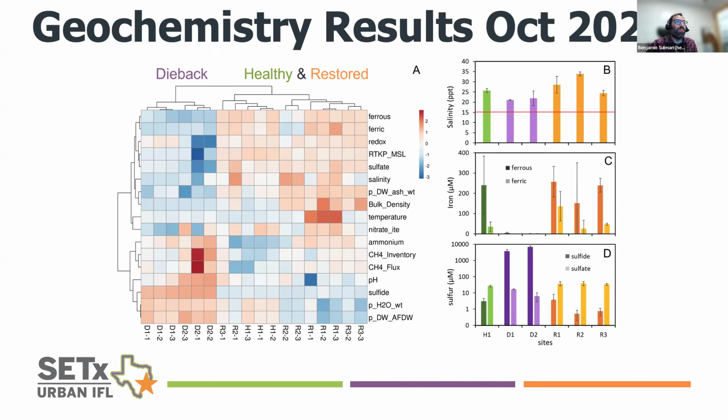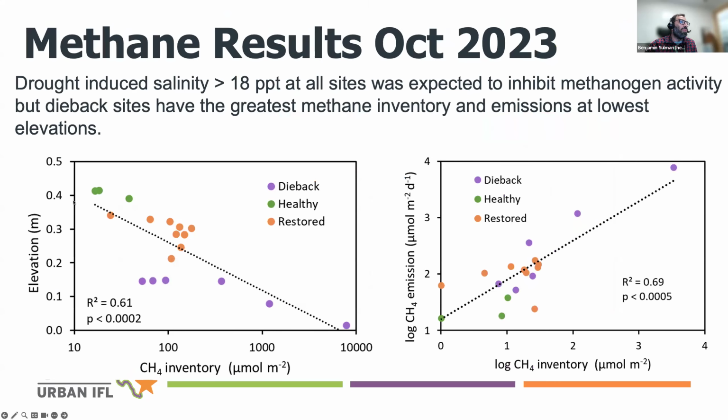Looking at methane, the soil methane inventory, so the amount of methane in the sediments, is pretty connected to both elevation and the sort of healthy versus dying back state of the marsh. So the dying back areas tend to have lower elevation, and the lower elevation areas have much higher methane concentrations in the subsurface. And that's correlated with surface methane emissions. So the highest methane emissions are in the dieback areas, and that's being mitigated by restoration.